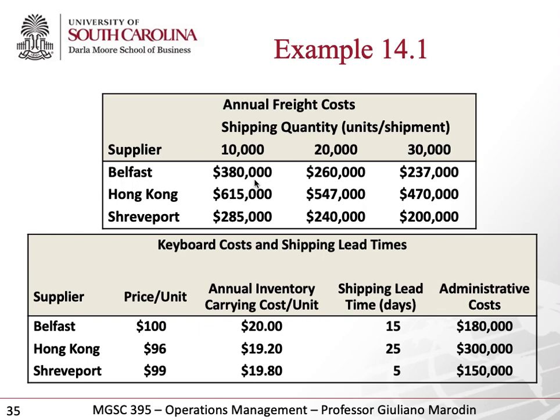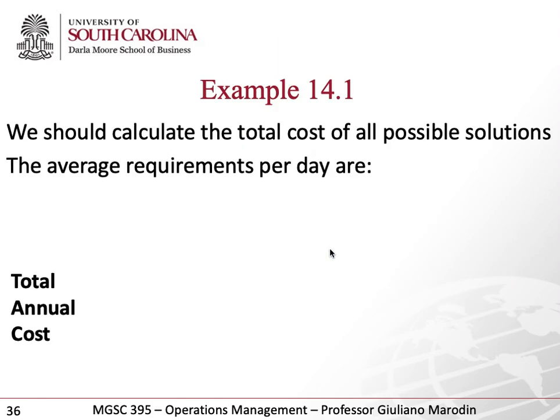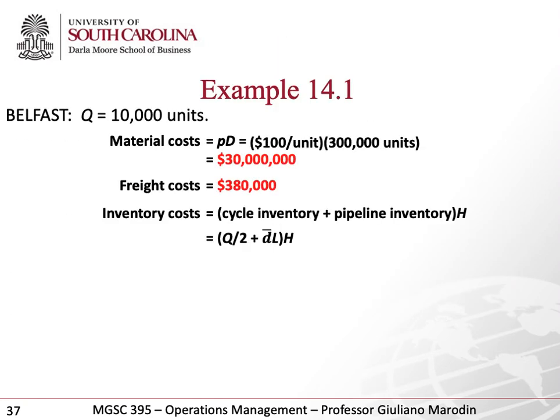So what happens is we're going to have to calculate the different options here. We can buy from Belfast at 10,000, 20,000, and 30,000, so we have three options for Belfast. We have three options for Hong Kong, and we have three options for Shreveport. So how many options total? I know that this one you guys can do. Even my 5-year-old can do it. I'm doing kindergarten math with her, and she can do 3 plus 3 plus 3. I know because I tested her on that. So that's 9.